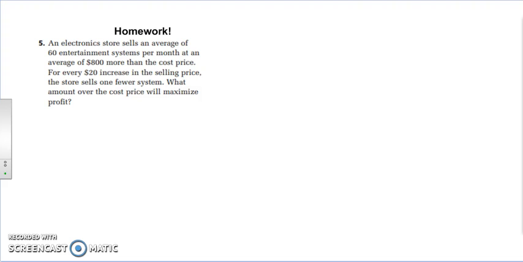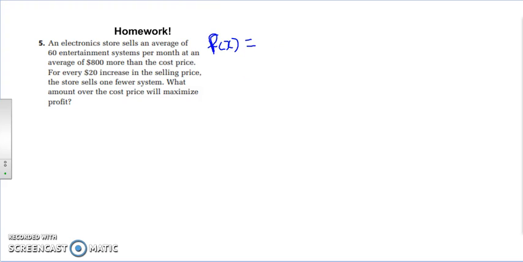It says this electronics store sells an average of 60 systems a month with an average of $800 more than the cost price. So they're marking it up $800 above what they paid. They know that for every $20 they increase the price, they're going to sell one fewer system. So they want to know, if they keep increasing the price, what will maximize their profit? How many times are they allowed to go up by $20 before they start losing sales enough to affect their profitability? The first thing I want to do is set up a profit function.